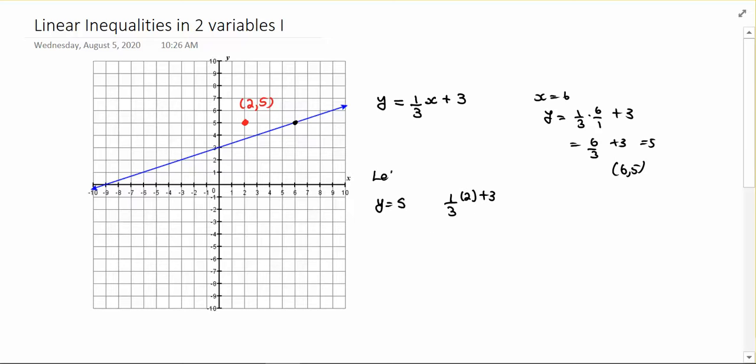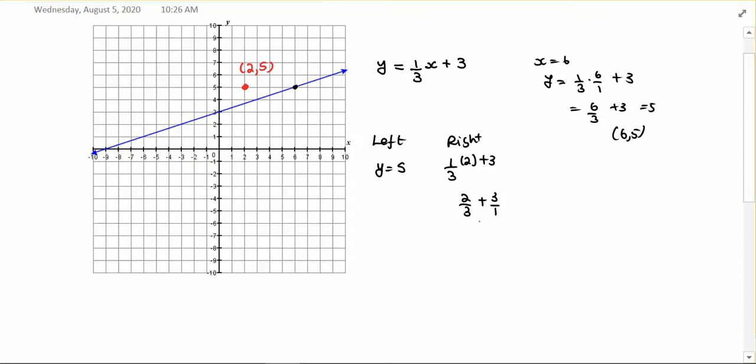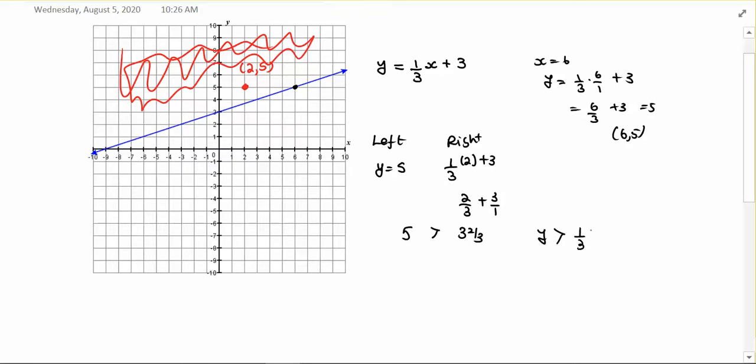So this is the left side of the equation. This is the right side of the equation. And so this is 2/3 plus 3 over 1. And we can do simple grocery store math. 3 pounds plus another 2/3 of a pound gives me 3 and 2/3 of a pound. And here is 5. Well, clearly 5 is bigger than 3 and 2/3 of a pound. So you can sort of see this area, all these dots over here that I'm just kind of shading in, all those dots will result in y being greater than 1/3 x plus 3, like we just saw with that one test point.